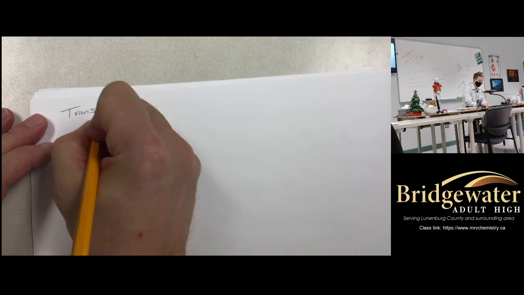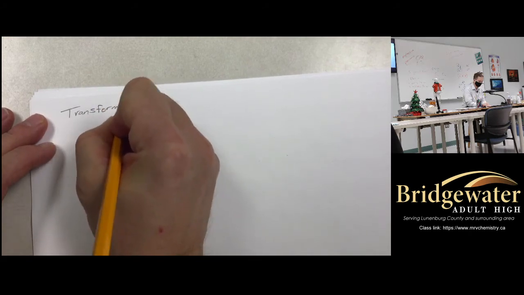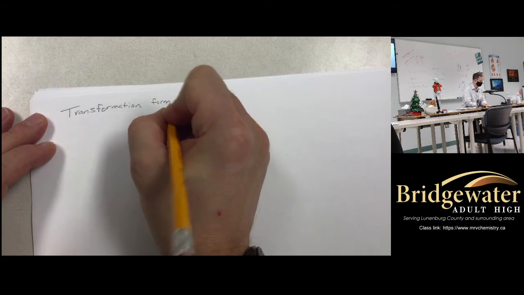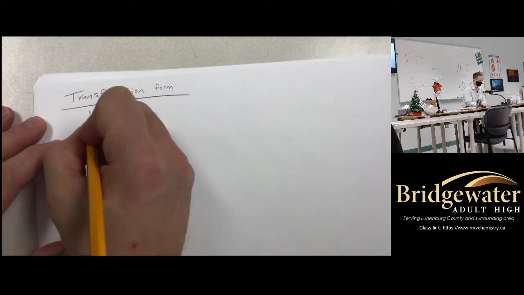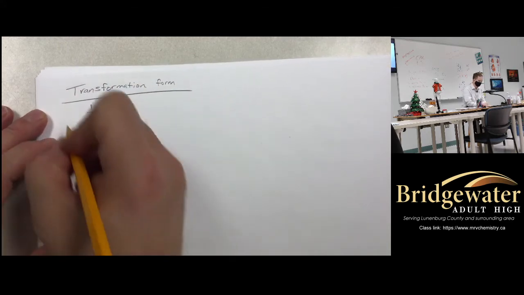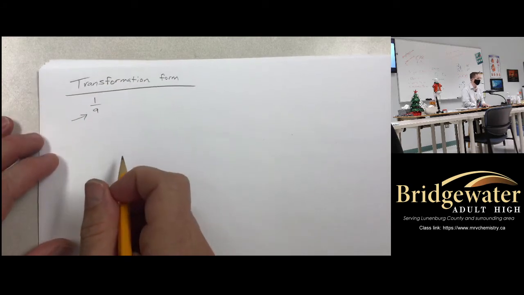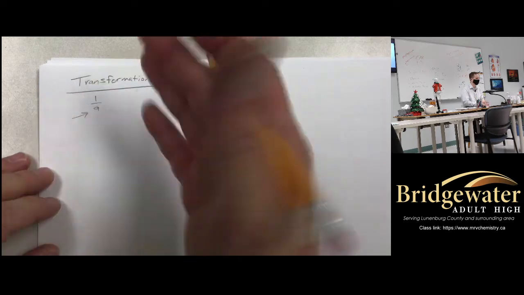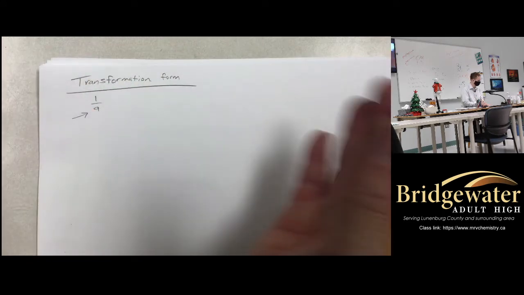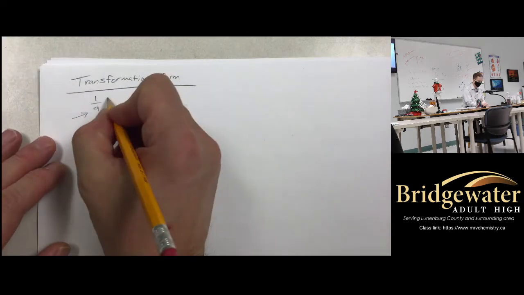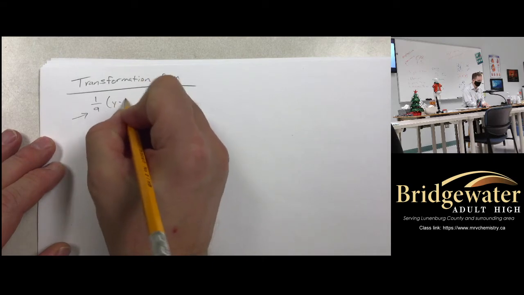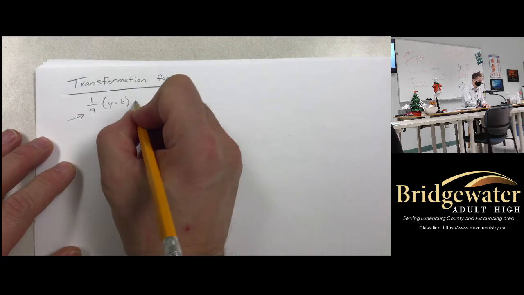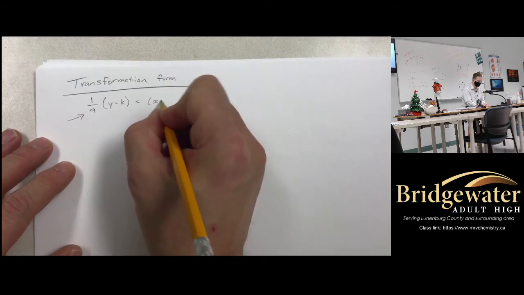Transformational form is in the form of 1 over a. Okay? Now, that a is the same a that we were talking about before. That's your reflection, that's your up-down thing, and that's your size factor, skinny fat factor. Okay? And then we have y minus k. That k is the same k that we learned in standard format. Okay? Is equal to x minus h all squared.